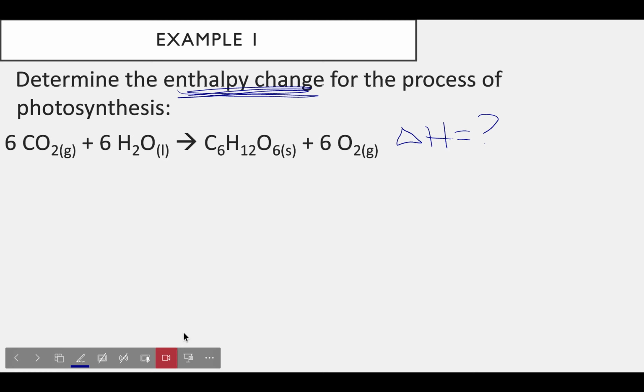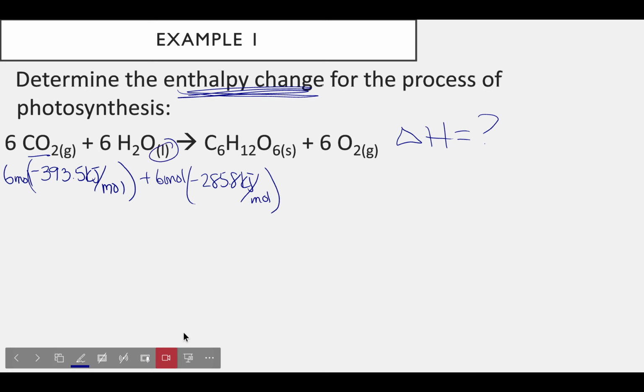So the enthalpy of formation of carbon dioxide is negative 393.5 kilojoules per mole. But we're going to take that value and multiply it by how many moles we have. So we have 6 moles, so we'll take that. Then we'll look up the same for water. So we'll take the 6 moles of water and multiply it by negative 285.8 kilojoules per mole.